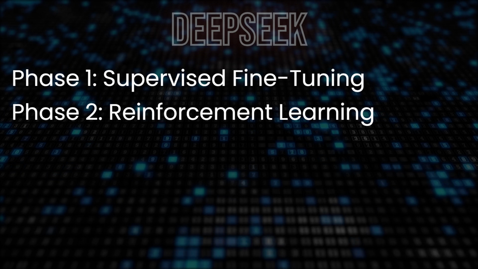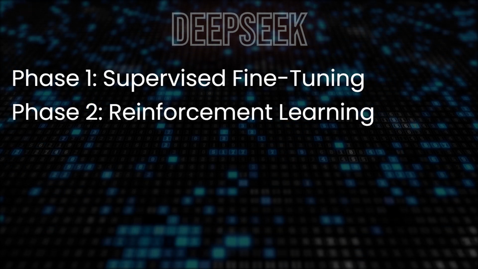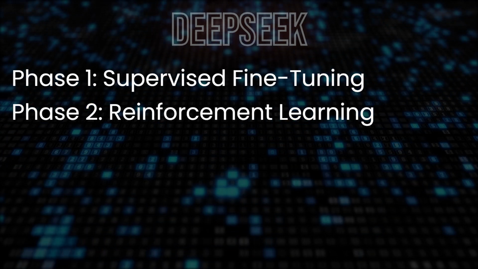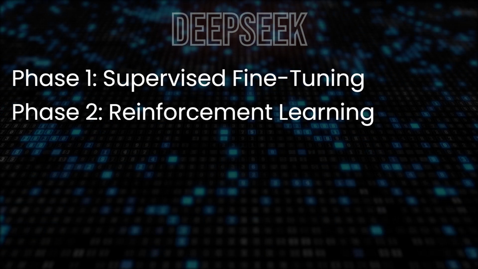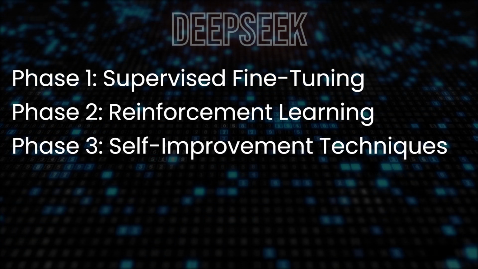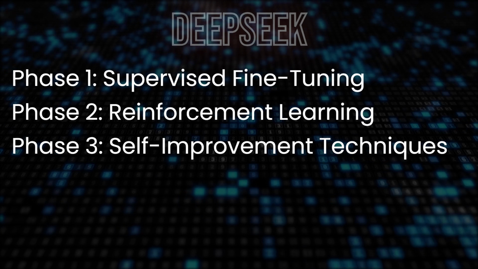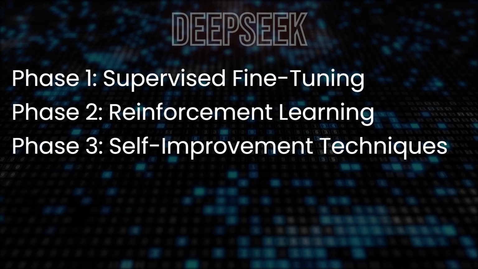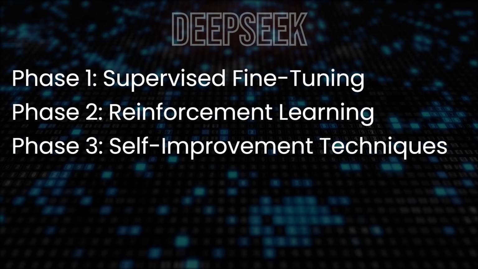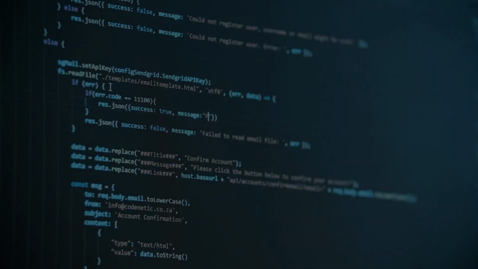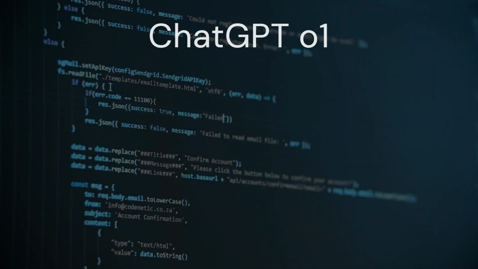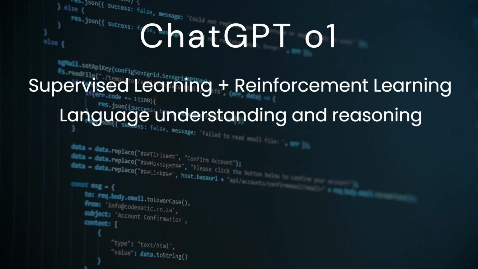The model is trained to solve real-world problems, and when it makes a mistake, it re-evaluates the problem and adjusts the approach. Phase 3 is self-improvement techniques or self-verification, where the model checks its own response in the past and learns from those directly.